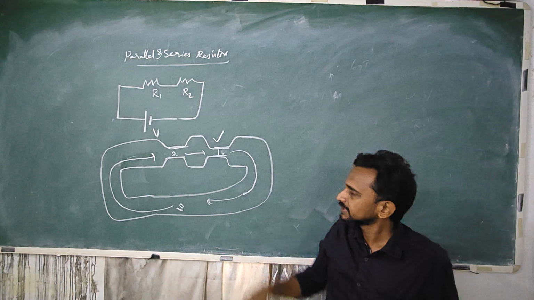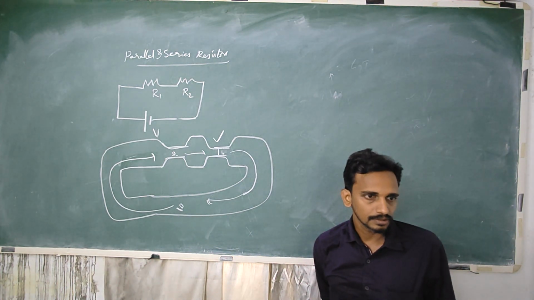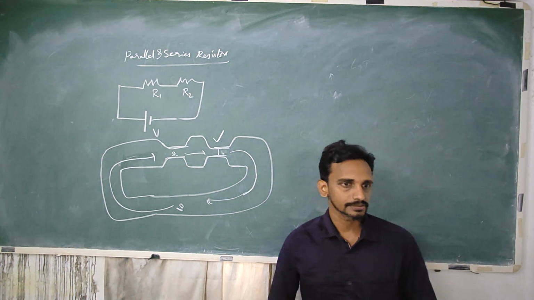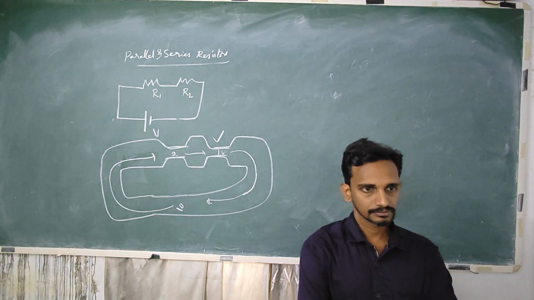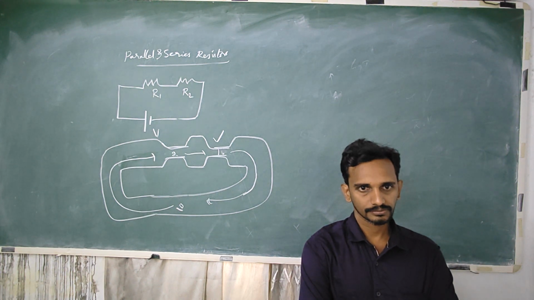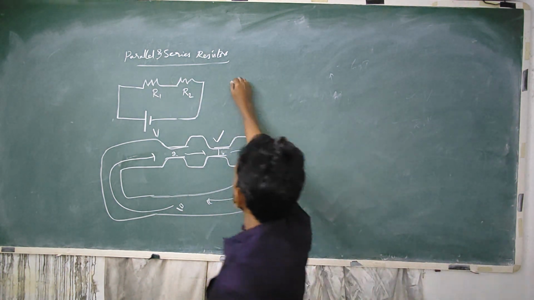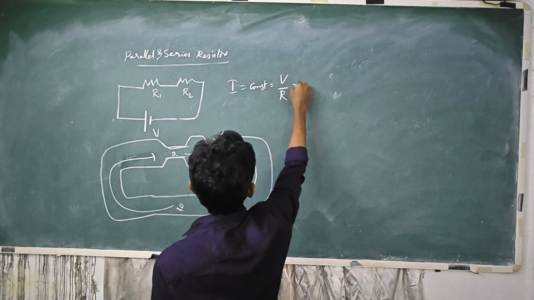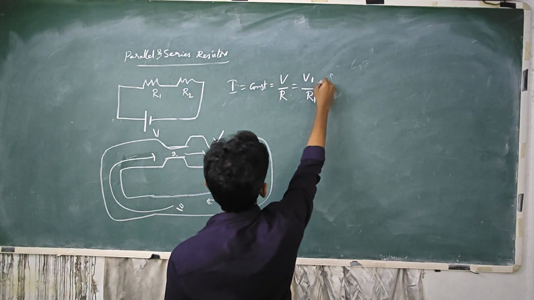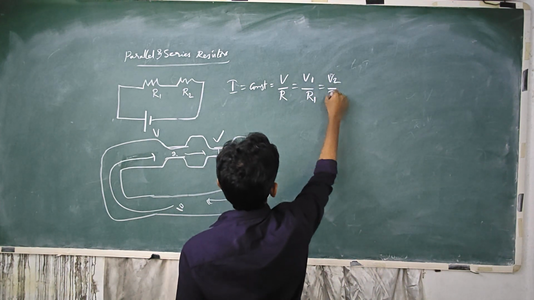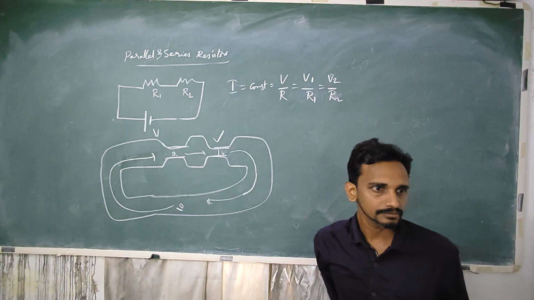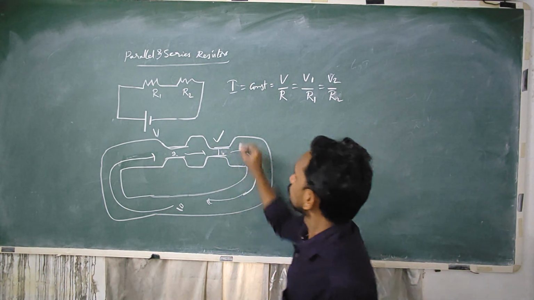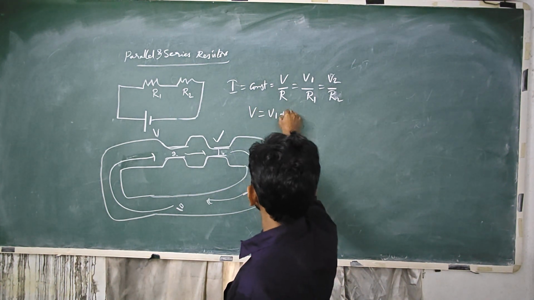So the current is controlled by the narrowest part; current remains constant when the resistors are in series. So here I is constant. It can be written as V by R, or V1 by R1, or V2 by R2. And the total voltage is the sum of these two.